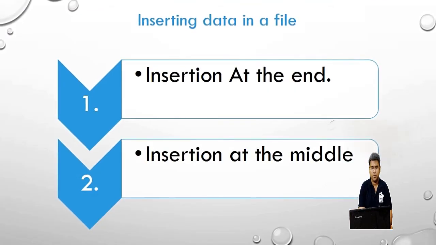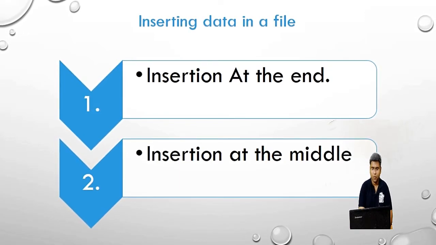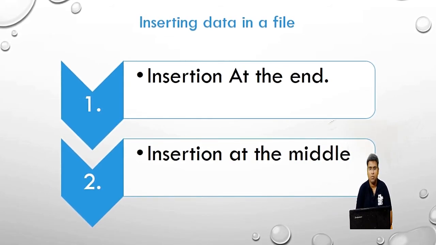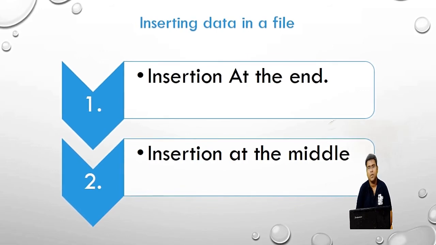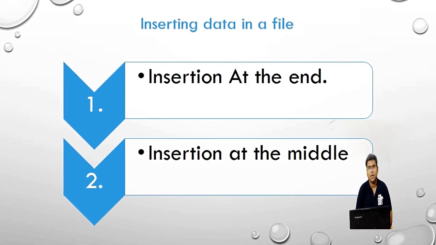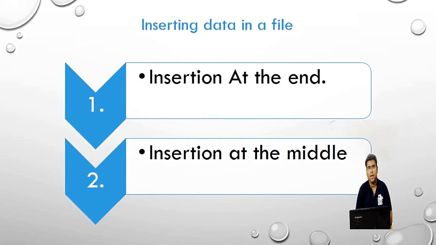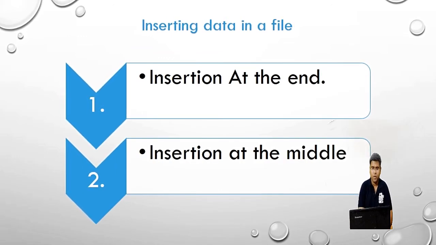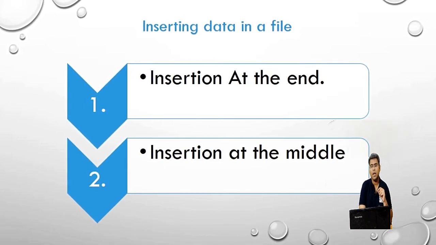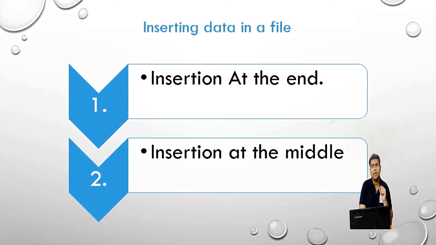So we will discuss inserting data in a file. Here we will discuss how to insert data in a file. Actually there are two ways of inserting data. Number one, we can insert the data at the end of the file, or we can insert the data at the middle of the file. Today we are going to discuss only the insertion of data at the end of the file, and in our class number 3 we will discuss how to insert data at the middle.